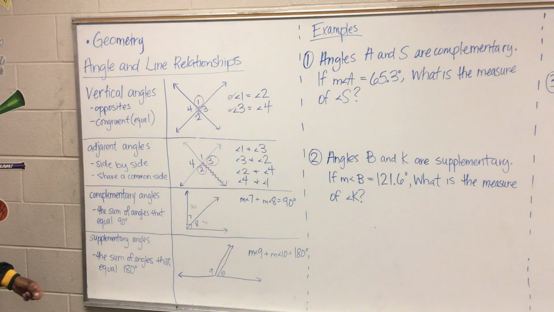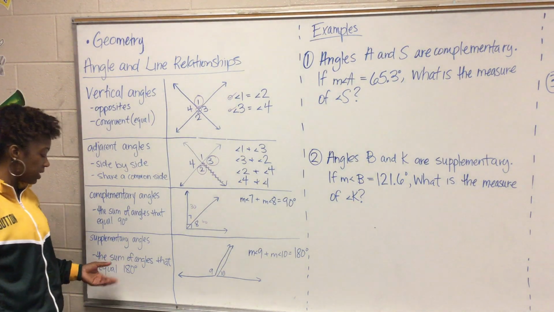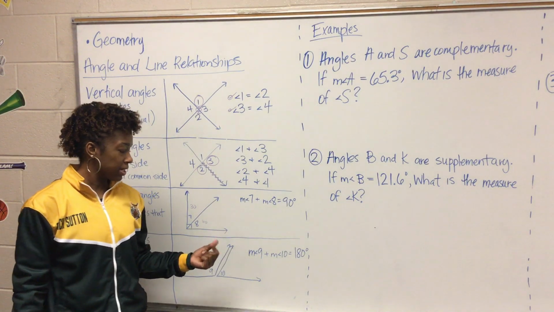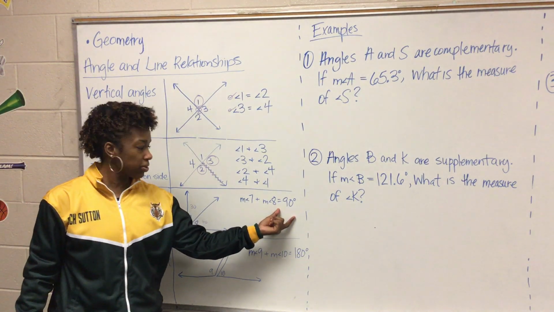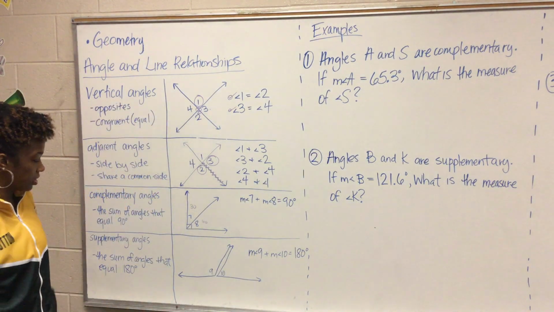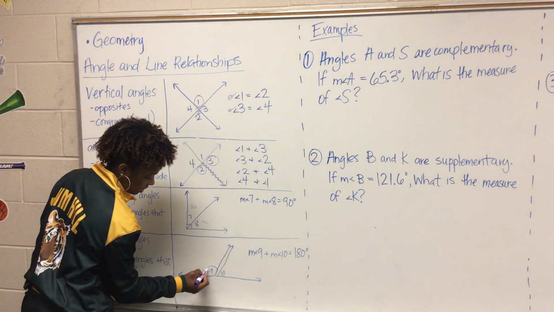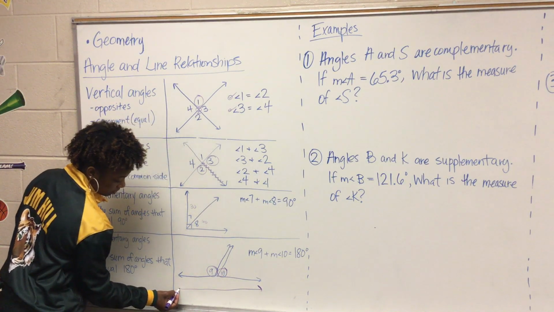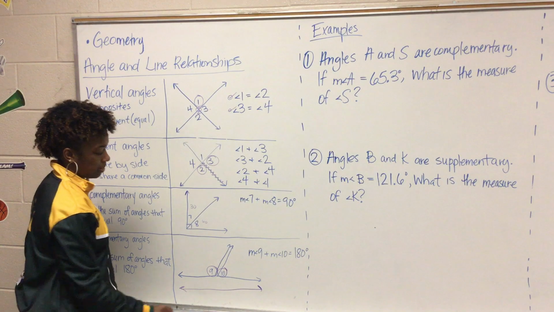Supplementary angles. The sum of the angles equal 180 degrees. So same concept as complementary, except instead of them equaling 90 degrees, they're going to equal 180 degrees. So we add these two angles here, angle 9 and angle 10, you'll see that it will give you a straight line, which is the same thing as 180 degrees.